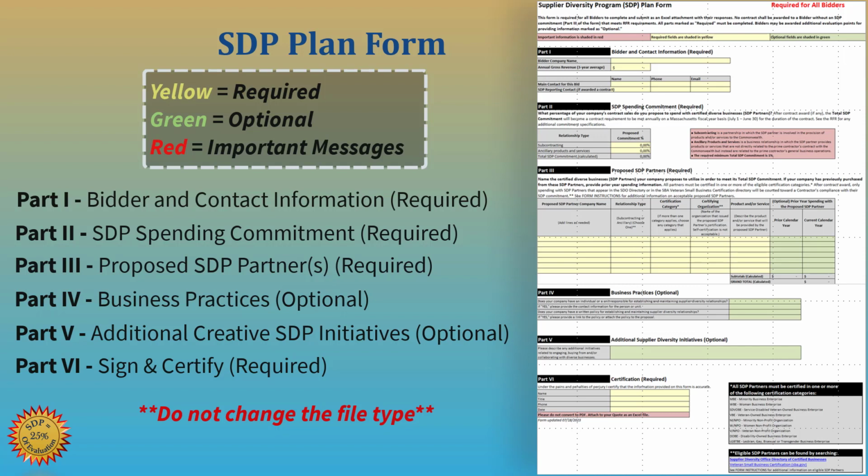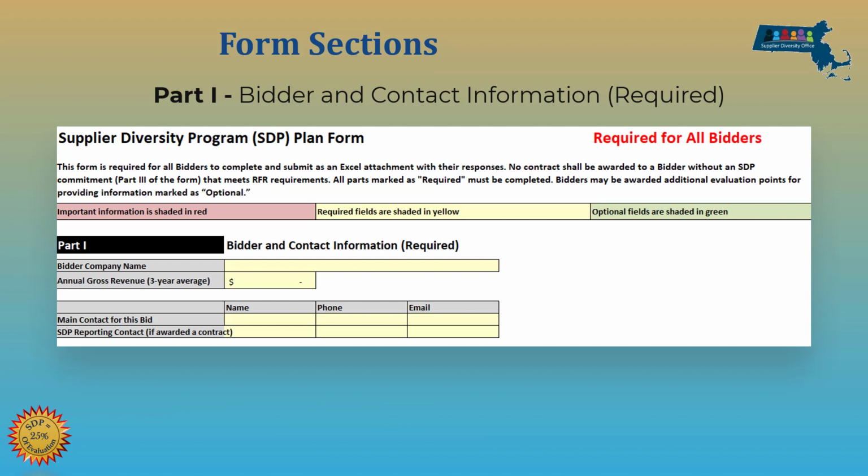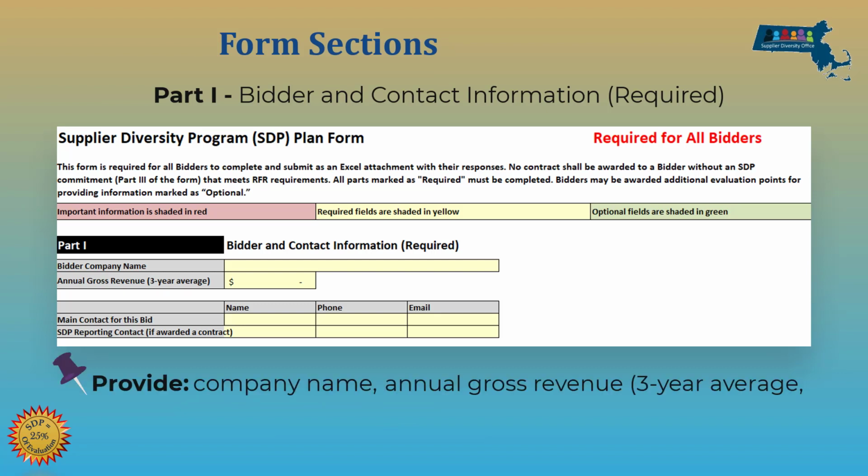SDO assumes no liability for bidders who do not respond to an opportunity as directed, and this webcast is not legal advice. The first section is simple. It asks for company name, total annual gross revenue, and for two contacts: the main contact for the bid and the contact regarding supplier diversity reports after contract award.